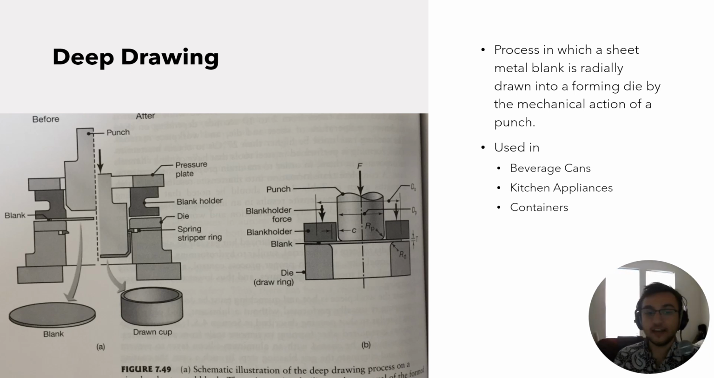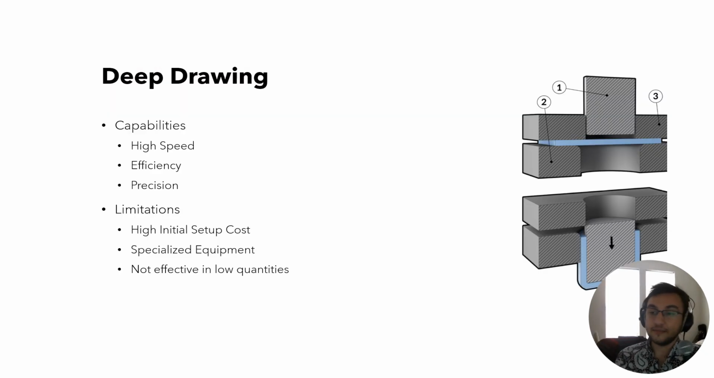It's used in a ton of different things, primarily beverage cans, kitchen appliances, and containers, anything that is relatively radial and can be made from relatively thin sheets of metal. Going into capabilities and limitations, deep drawing is incredibly useful because it's super high speed and efficient, and it can be made to be very precise.